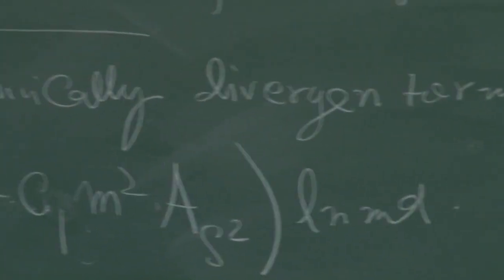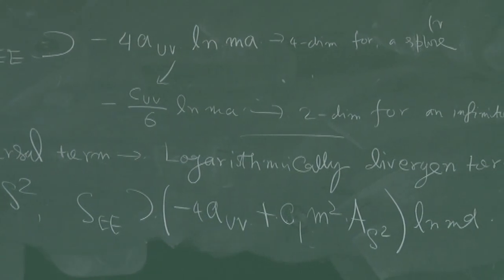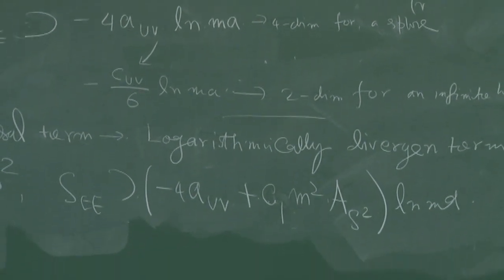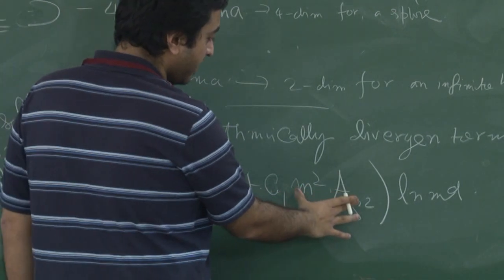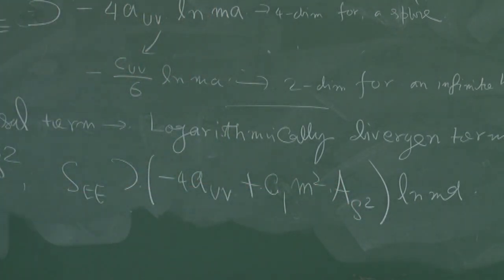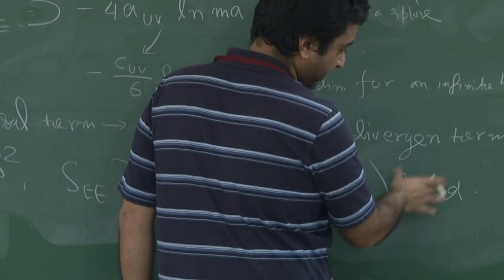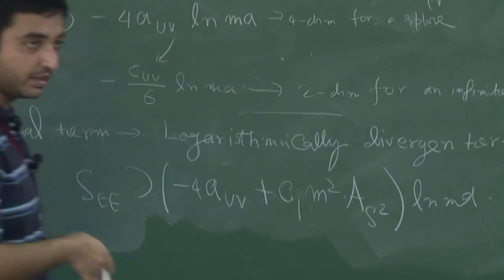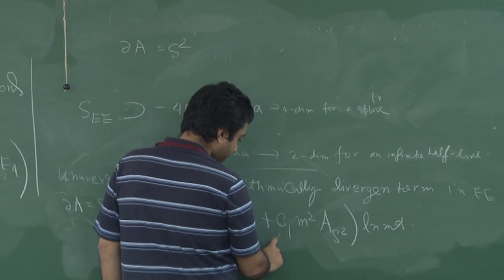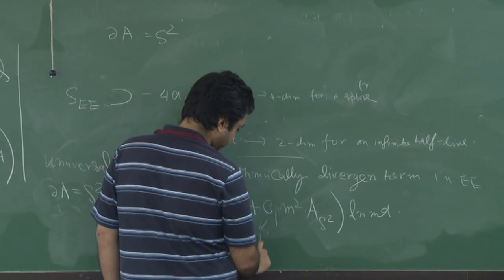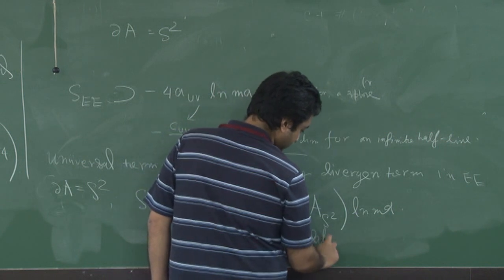I don't have time to show that, but by analyzing the dilaton effective action, one can easily show that this is the only possible other term which can occur in the universal term, in the log divergent term of the entanglement entropy. And this C1 can be calculated from the dilaton effective action.